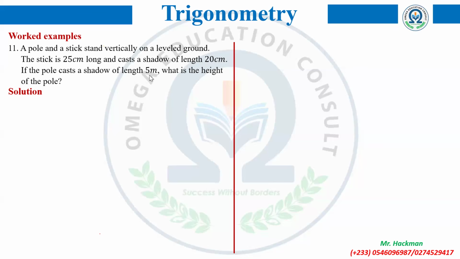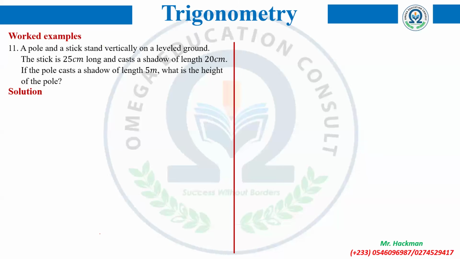So here, we know this is 500 centimeters and this is 20 centimeters. Between 500 and 20, obviously 500 is bigger. So it means the pole will be taller than the stick. All correct. Yes, please. Now we have analyzed the situation.